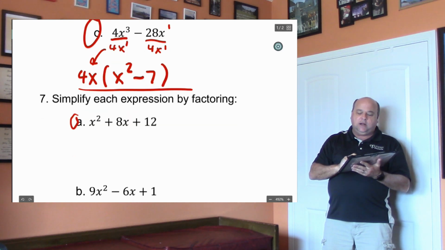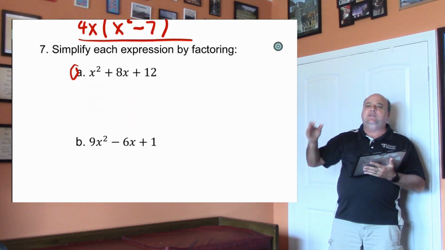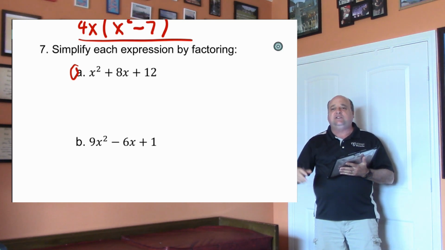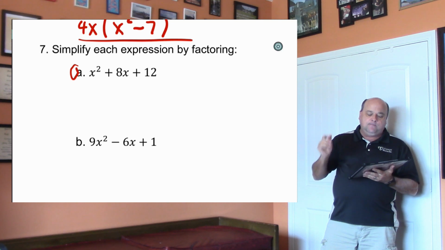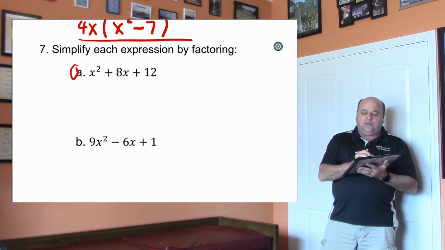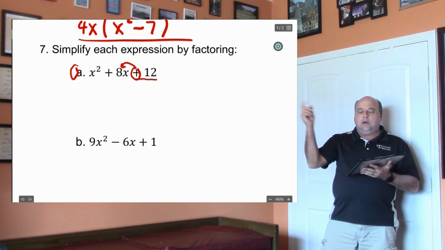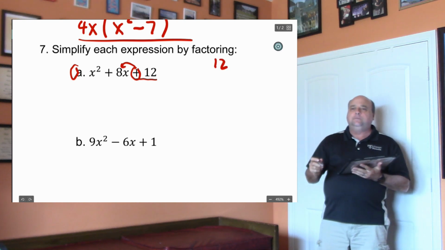Let's keep rocking and rolling. This number 7 is probably the hardest thing you did in this class this year. Once you do it enough, it gets easy, okay? So on this one right here, I want the factors of 12 that add up and give me 8. So I'm just going to go over here and write down 12.